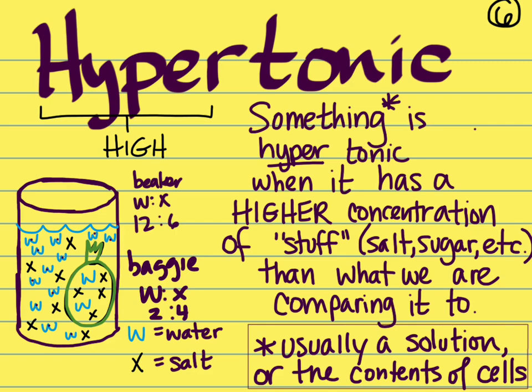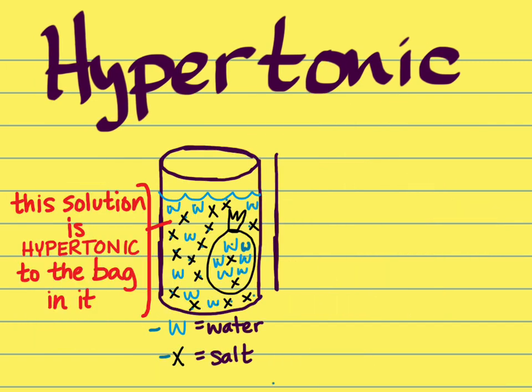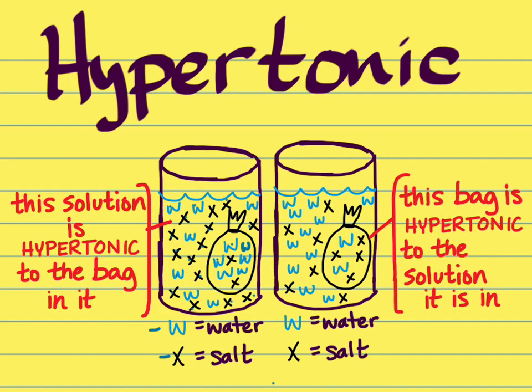The bag is hypertonic. And anytime that we have something like this, the solution in this beaker shown here is hypotonic to the bag. It's got less stuff. In this case, the X's are salt. While on this side, the bag here is hypertonic to the solution that it's in. So we can look at either the solution or the baggie and describe which one is hypertonic.